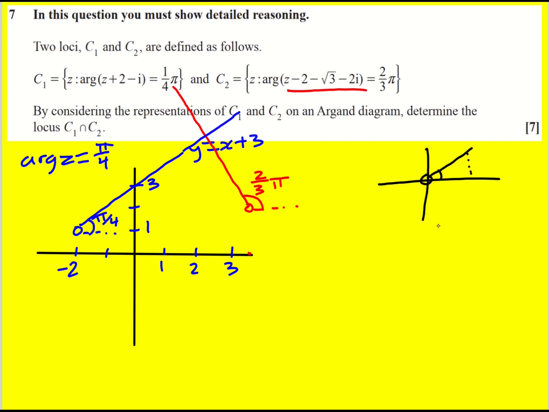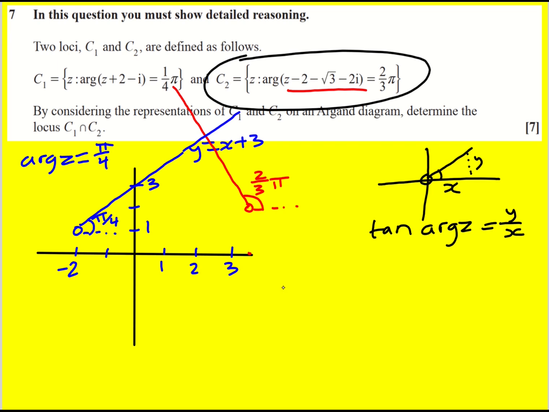So we have that tan of the argument of z is going to equal, well, this is my y and this is my x, it's going to equal y over x. So I can use that here. I'm going to get tan. It still works when you go beyond 90. So that's why it's good to just do it for this one here, and it does extend.